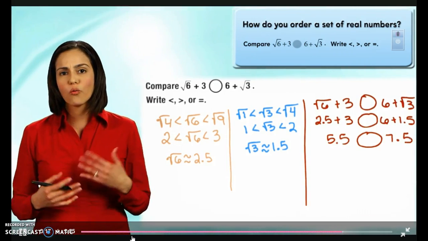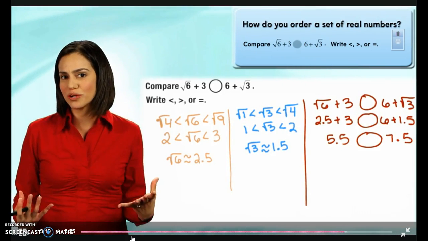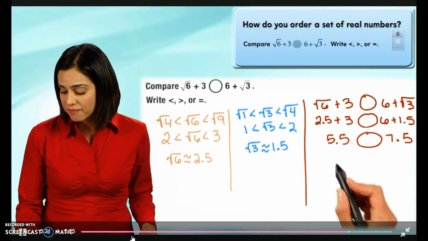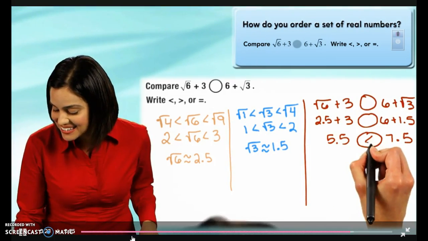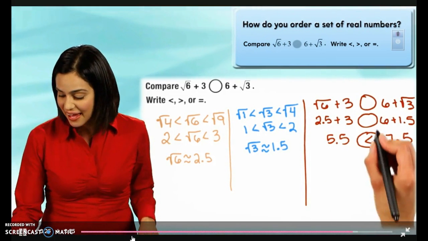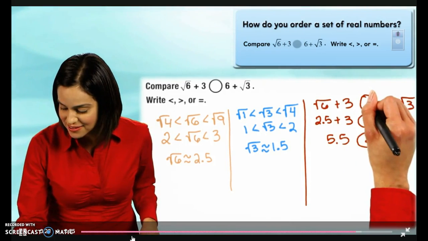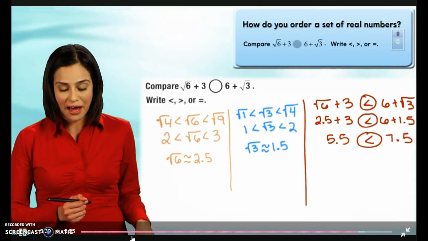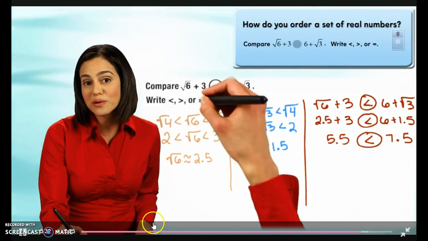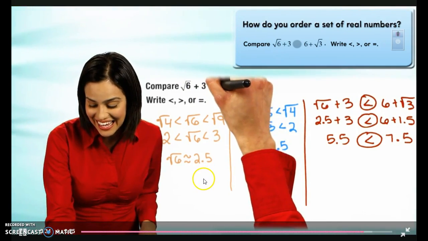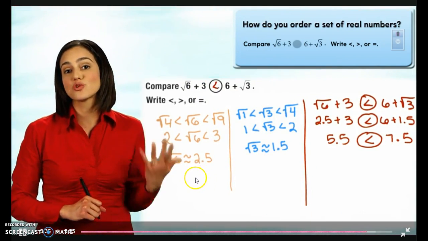So, which comparison symbol should we use? Well, 5 and 5/10 is less than 7 and 5/10. And we just figured out that the square root of 6 plus 3 is less than 6 plus the square root of 3. Hey, apples to apples, irrationals to irrationals, it's all good fun. I'll see you next time.